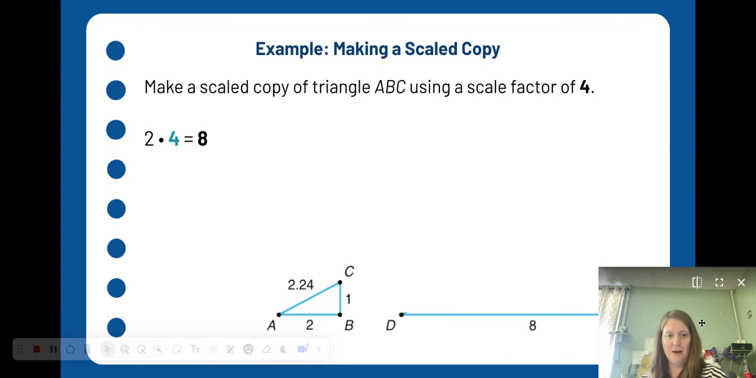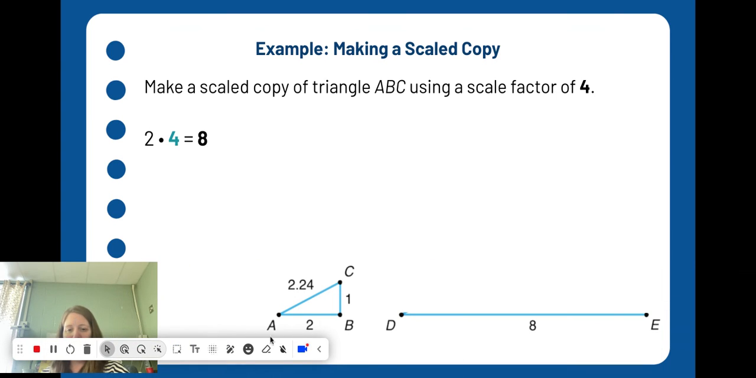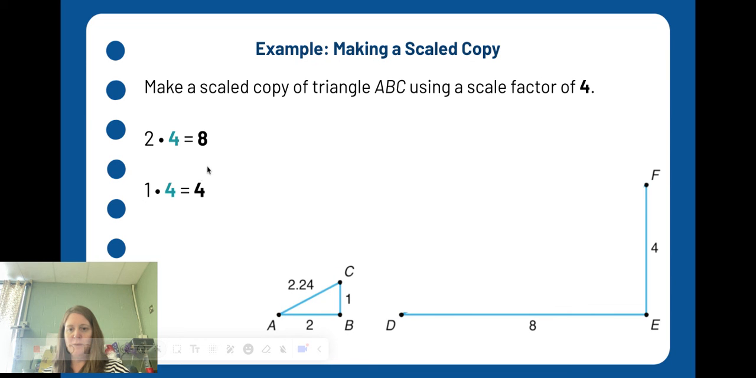So I'm going to move myself over here. And you're going to do 2 times 4. 2 times 4 is 8. So put in 8 here. And then on the next one, 1 times 4. 1 times 4 is 4. So you'll put 4 in right here. And then the last one, the 2.24. 2.24 times 4 is 8.96. So this one right here would be 8.96.